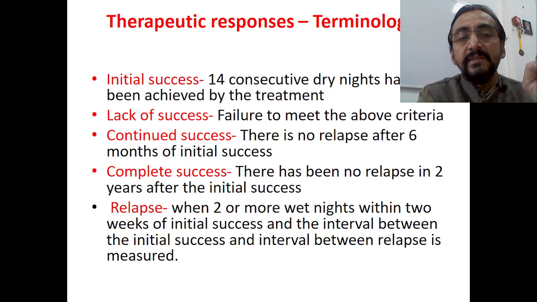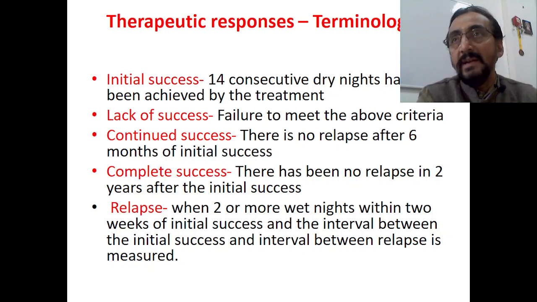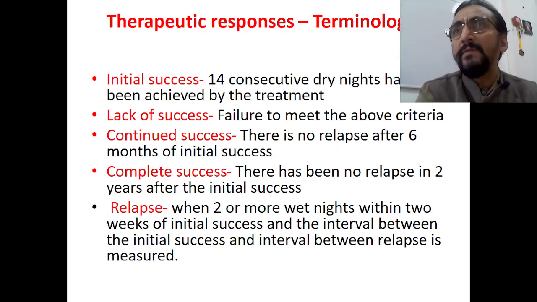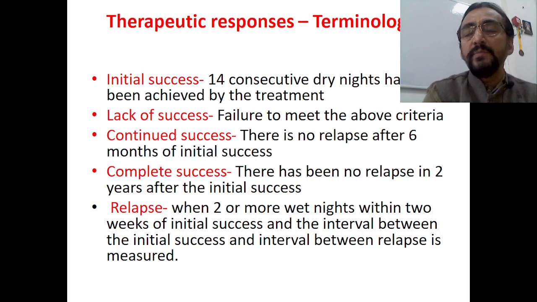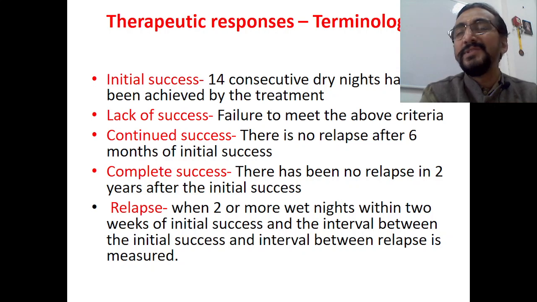What do you mean by initial success? Initial success means there are 14 consecutive dry nights after starting your treatment, whatever positive reinforcement treatment that you have started. For 14 days, the child is improving very rapidly, with dry nights, the child is not passing urine. This is called initial success. Lack of success means failure to meet the above criteria. After giving the medications also, the child is not improving and there are no dry nights. The same is continued.